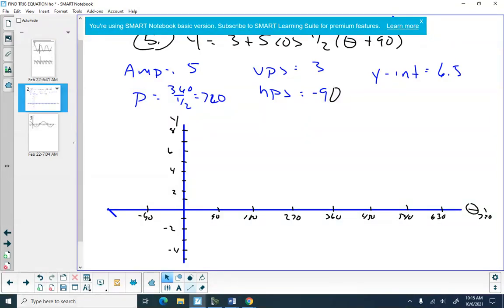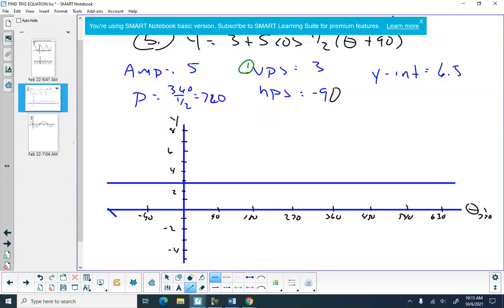Okay, first thing we draw in. First thing we take a look at. First thing we draw in is what? Donna? Prime axis. And we look at what for the prime axis? That's correct. What value tells us where to put the prime axis? The vertical phase shift. So we take a look at the vertical phase shift. It will tell us to draw in the prime axis. So at a value of 3, we draw in our prime axis.